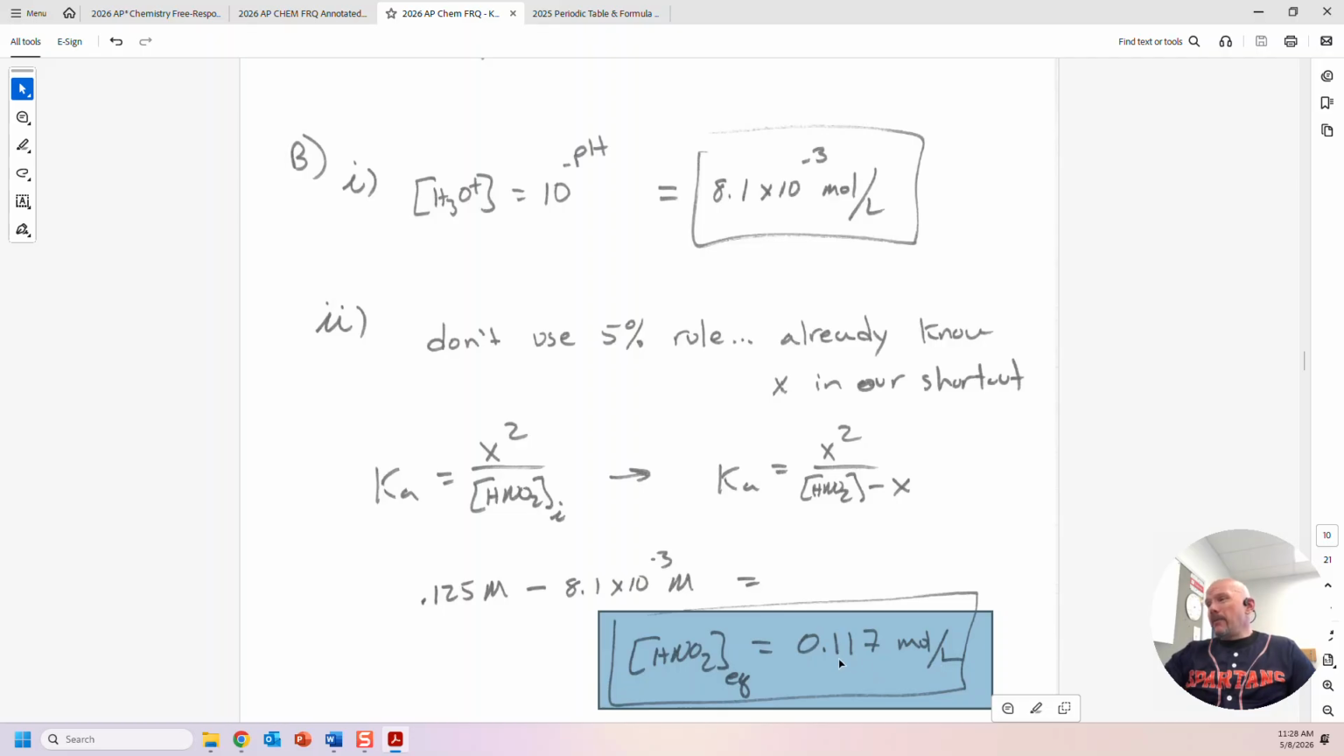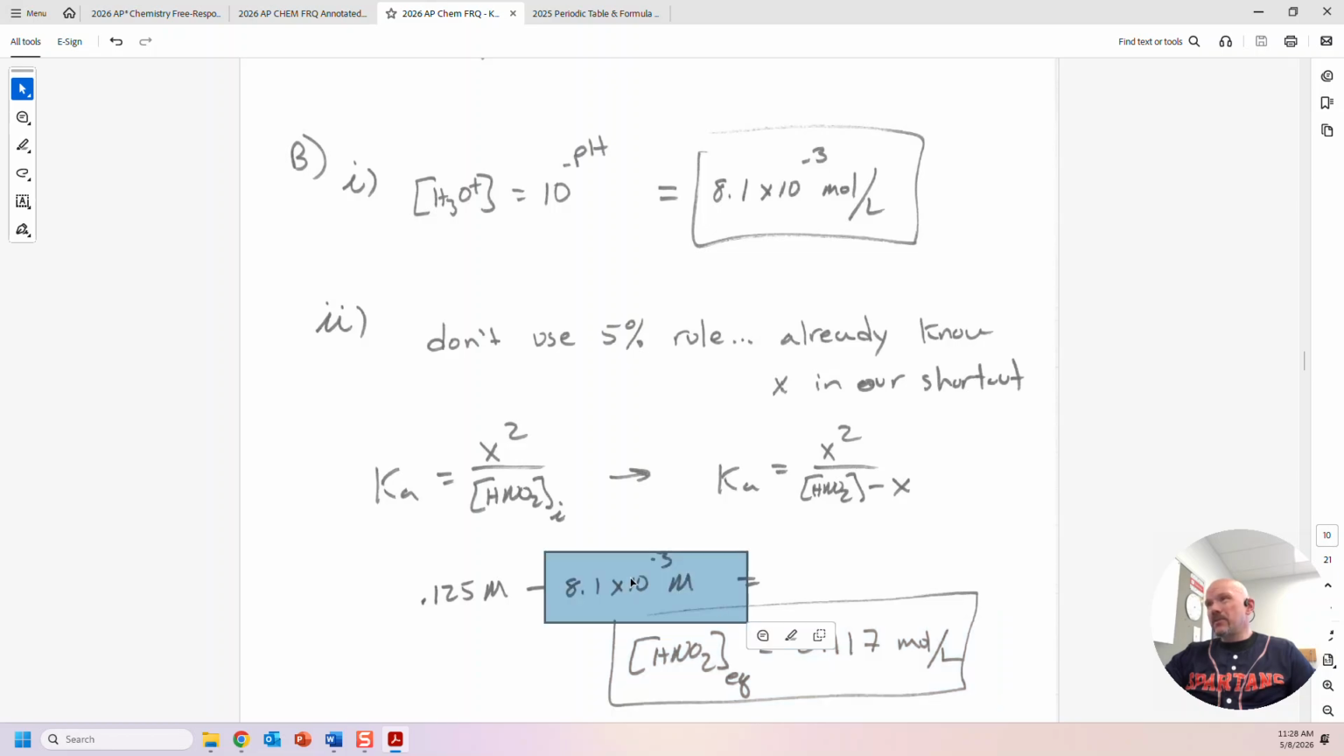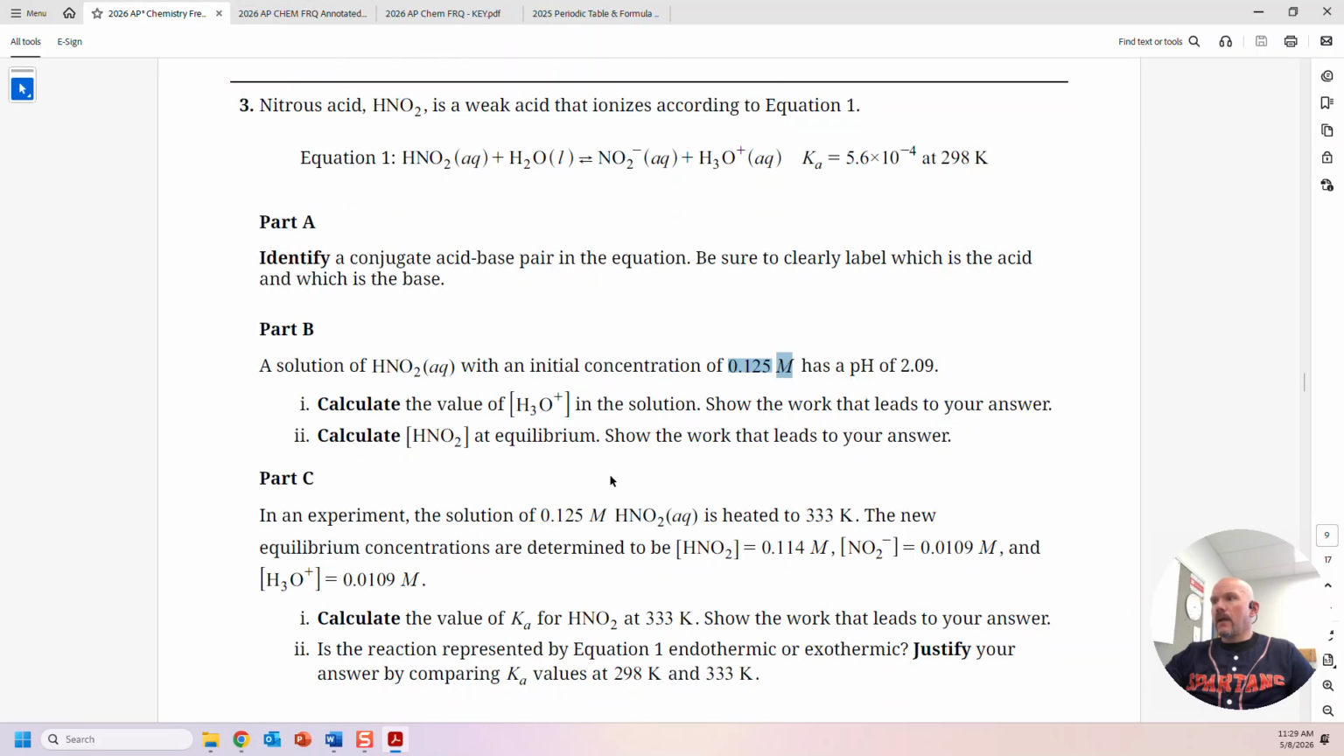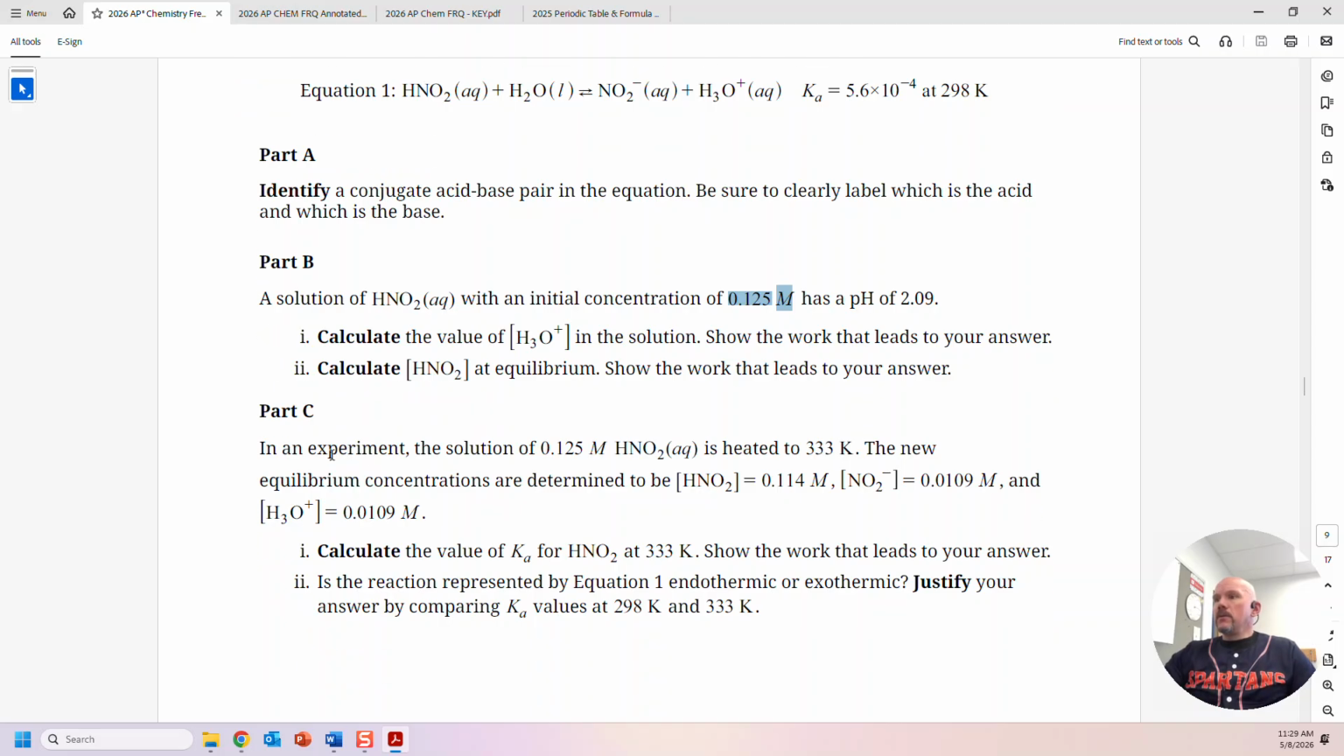Now, I probably should say 0.12, right? Because remember, it's subtraction and it's really about decimal places. And so this was 0.00810. So I think this is fine. Okay. But that would be the answer for the nitrous acid concentration. Okay. We keep going. They do another experiment.